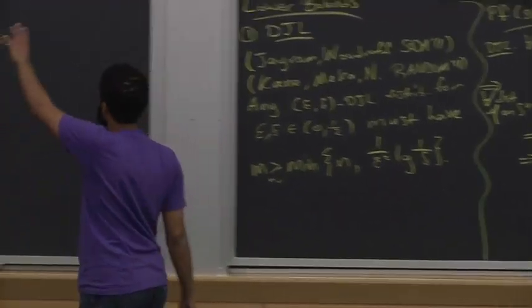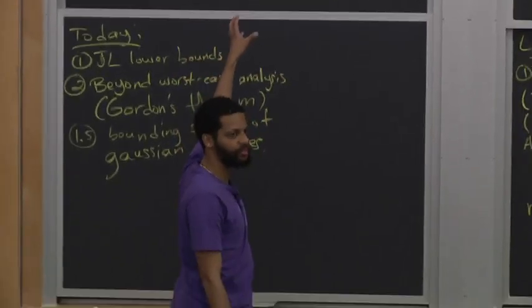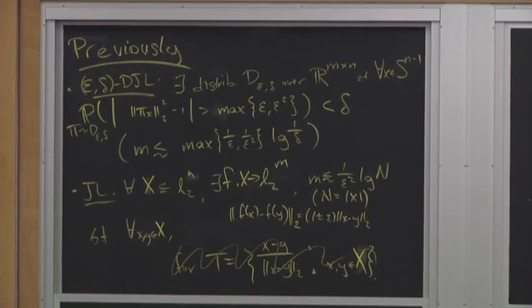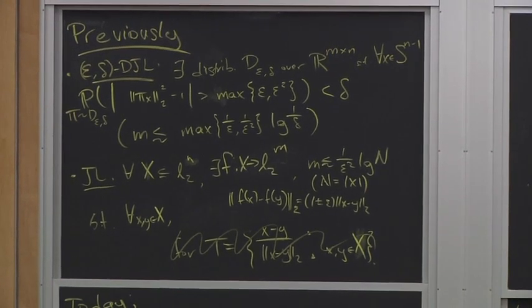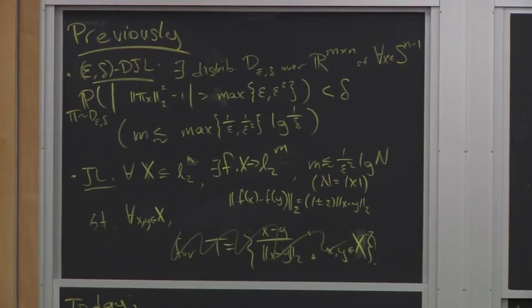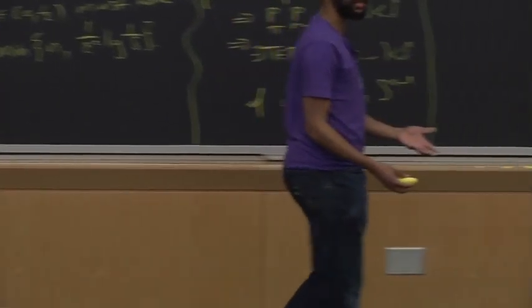Let me just mention the difference between JL and DJL. In DJL, you have to pick pi independently of the point set, and it has to work with high probability. In JL, f is allowed to depend on the point set. For all point sets, there exists an f, right? So you're allowed to look at the point set and then come up with the best f you can for that point set. It just so happens that the proofs of JL we have now don't do that, but you are allowed to do that.